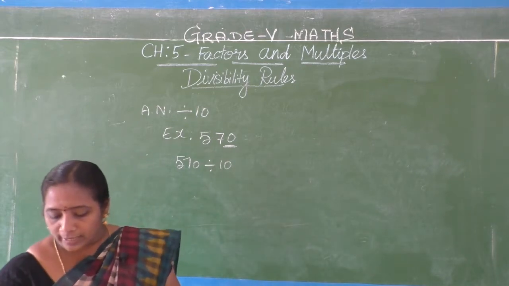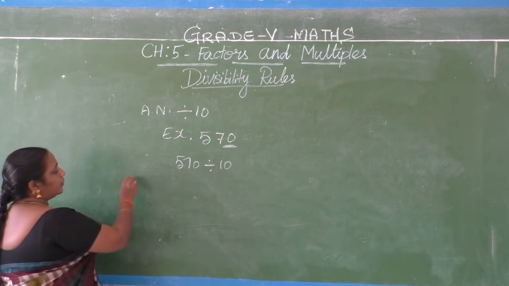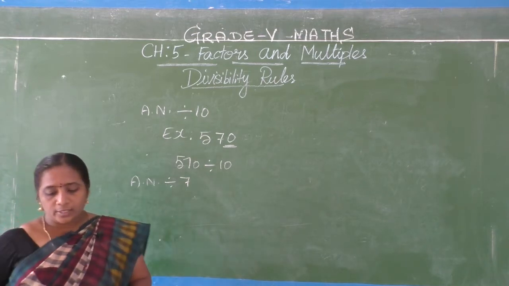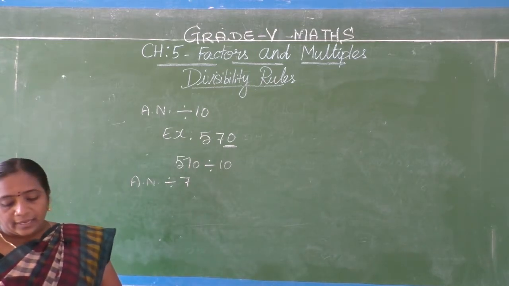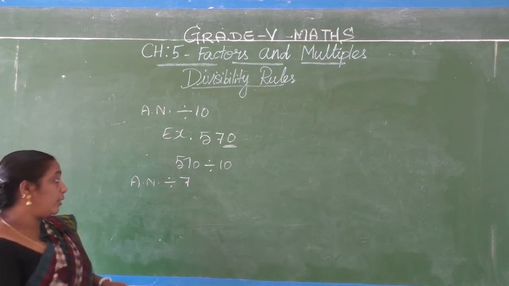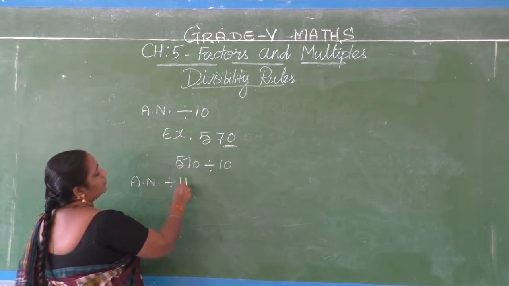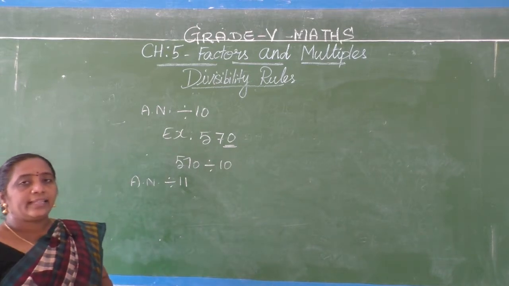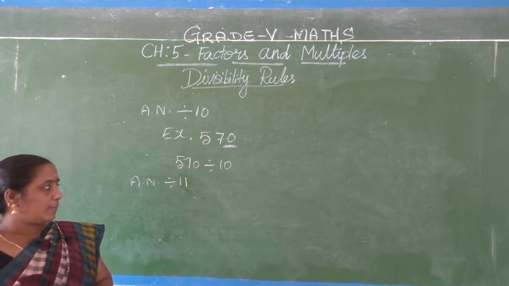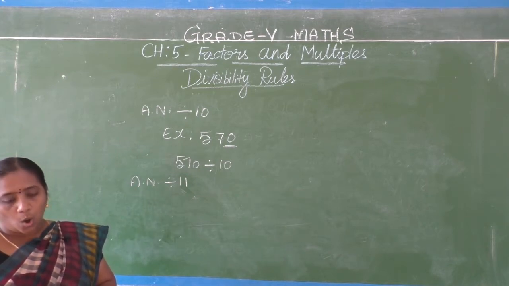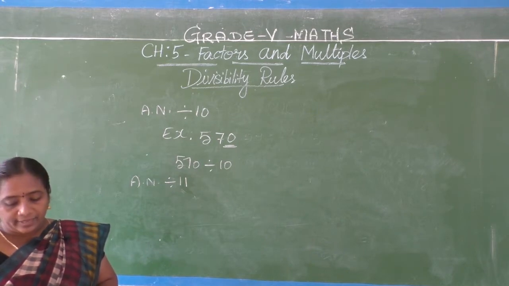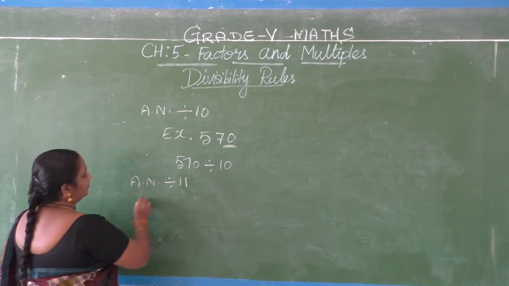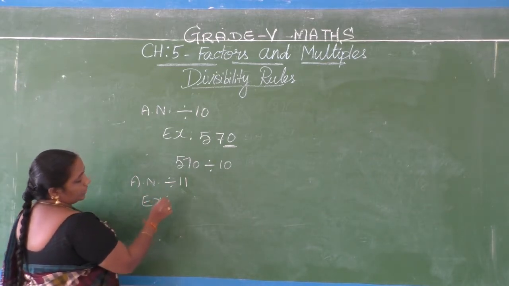Okay, then the next rule is 11. Any number divisible by 11. What is the rule? If the difference between the digits in the odd and even places is equal to 0 or divisible by 11. See, I will give you one example, then only you can understand.